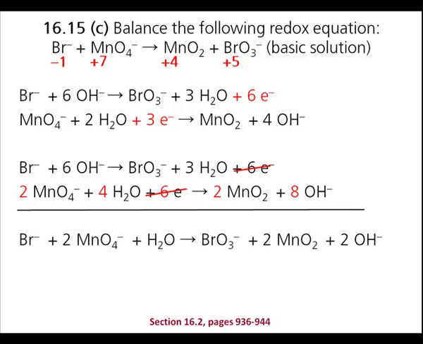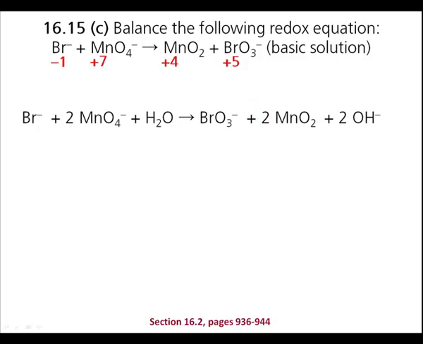When I add these 2 together, it's bromide plus 2 permanganate plus water, making bromate plus 2 manganese dioxide plus 2 hydroxide ions. Now, balancing a redox reaction is one example of a case where you can determine whether your answer is correct before you leave the exam hall, for instance. And I do it as follows. I set up a little table and I count the number of each atom and the charge on the left and right side of the balanced reaction, and they must be the same, of course.